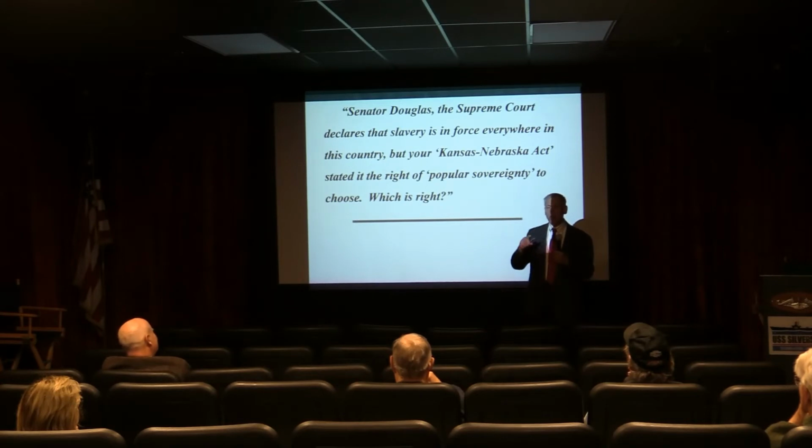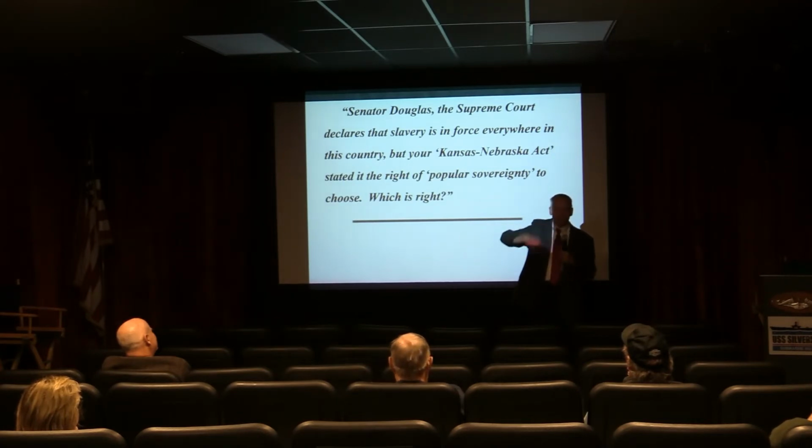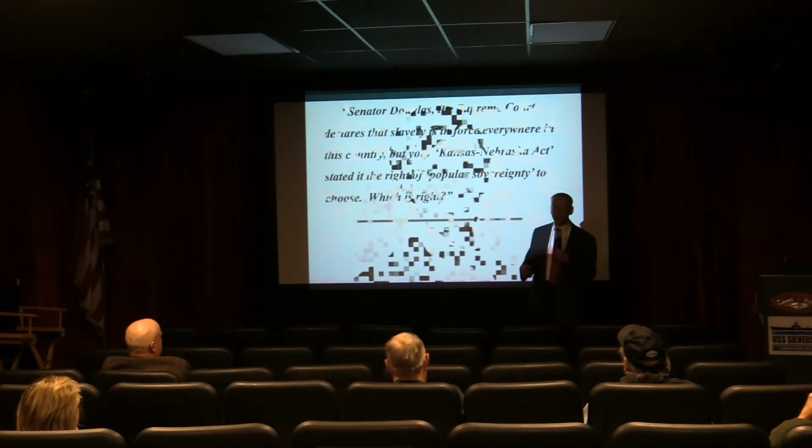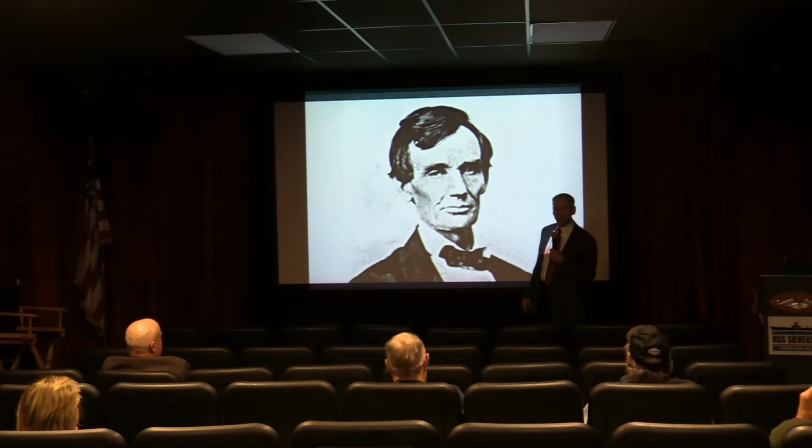Because if he goes with the Supreme Court is right, he upsets a lot of his voters in Illinois who do not want slavery extended. On the other hand, if he says that popular sovereignty is right, he upsets the party at large, who had won a great victory from Taney, saying that slavery was valid everywhere. He does what he needs to do to win the election in Illinois. Oh, and by the way, his opponent, you might recognize him, of course you do. His name is Abraham Lincoln.